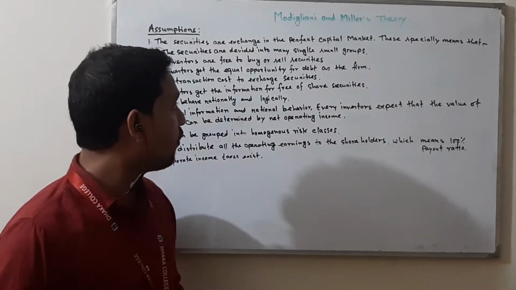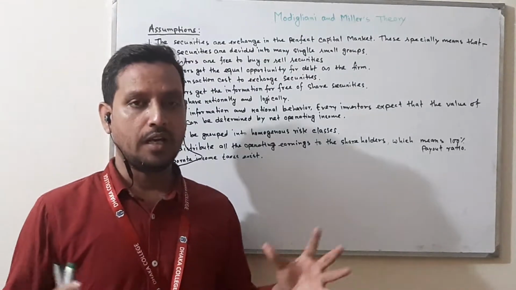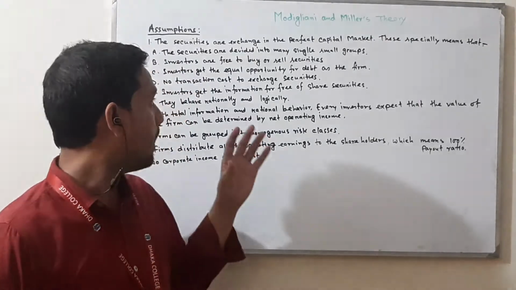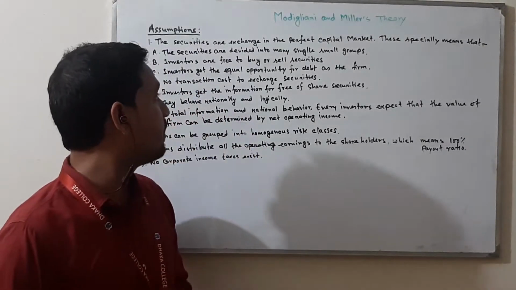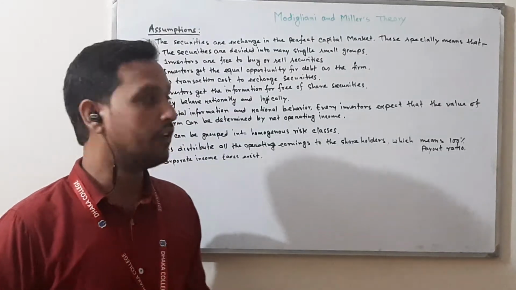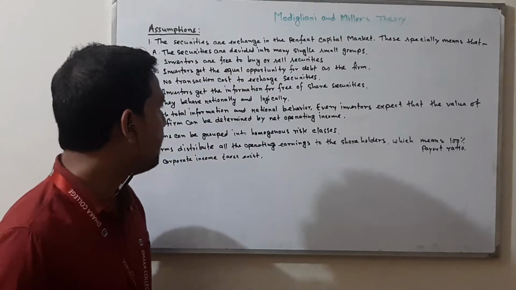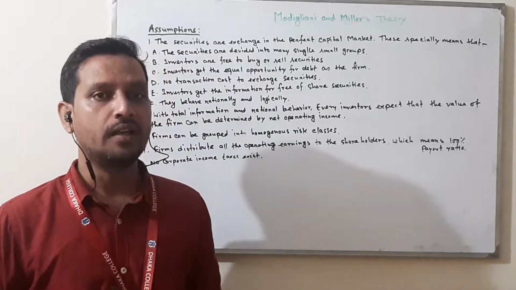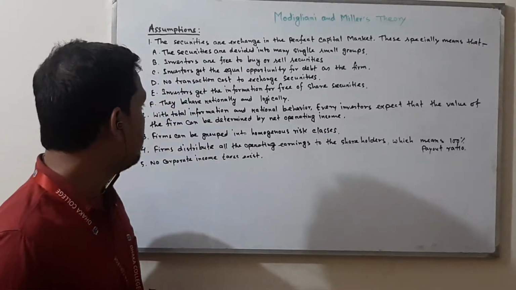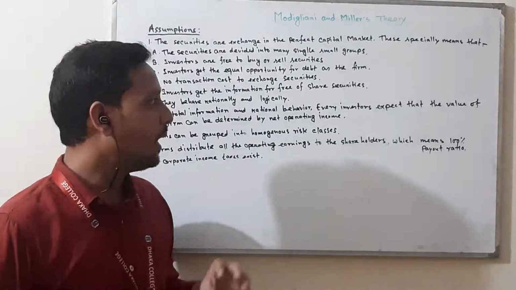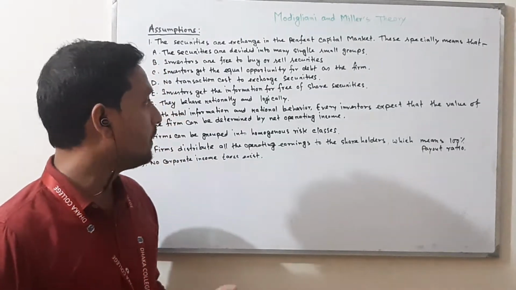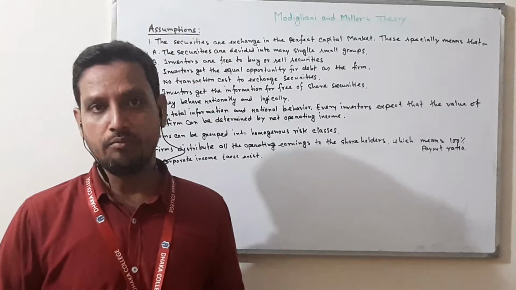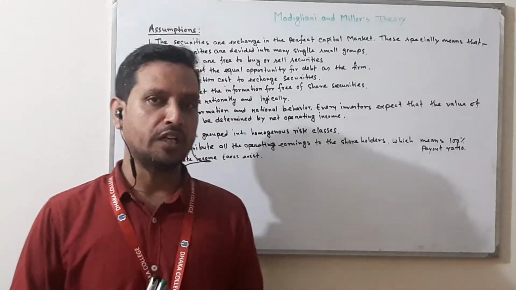Investors get information about securities for free, the total information of the securities. They behave rationally and logically. Second, with total information and rational behavior, every investor expects that the value of the firm can be determined by net operating income, which is called EBIT, earnings before interest and tax.